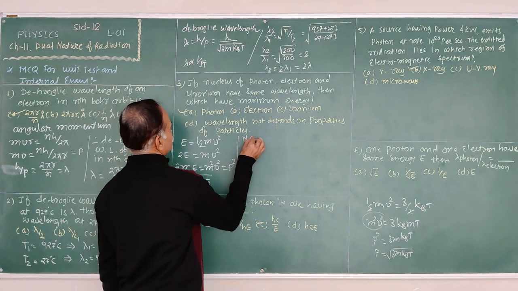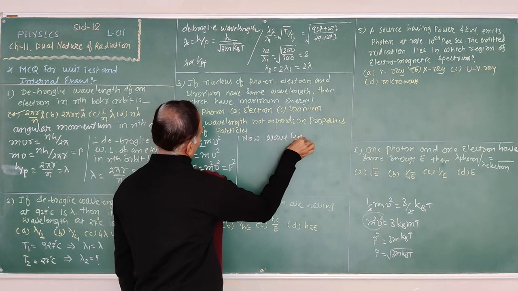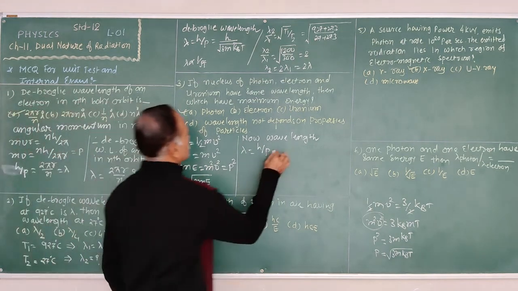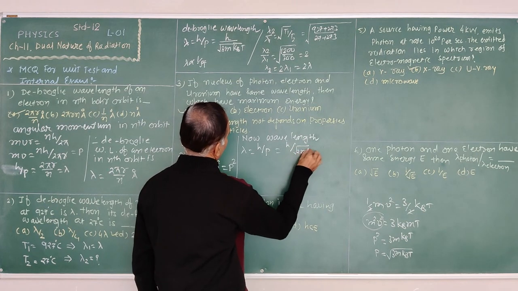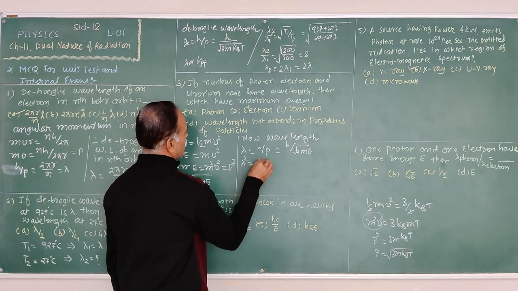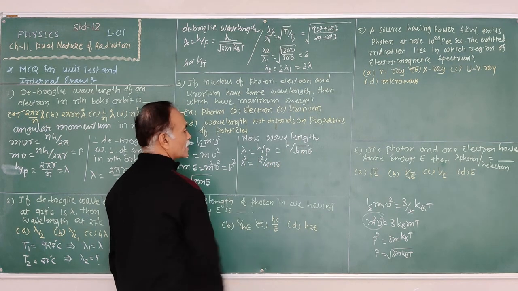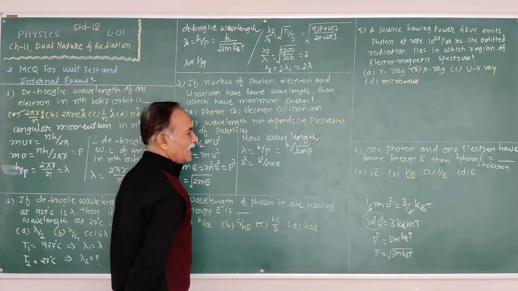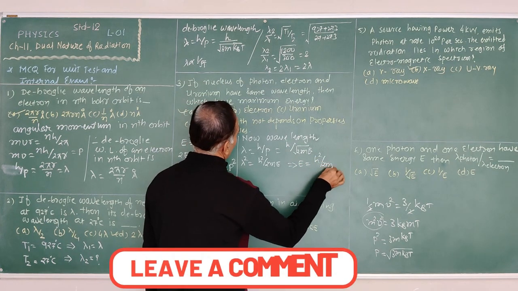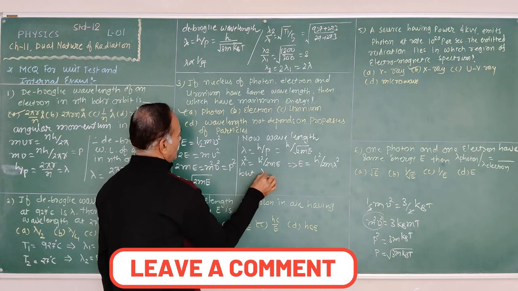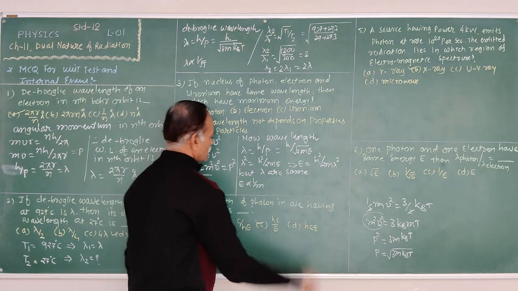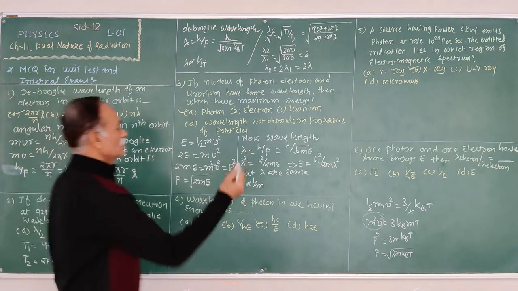Now, wavelength. Lambda is equal to h upon p. Therefore, h upon the square root of 2mE. Squaring, lambda square is equal to h square upon 2mE. Therefore, energy E is equal to h square upon 2m lambda square. But lambda is the same. Therefore, E is proportional to 1 upon m.